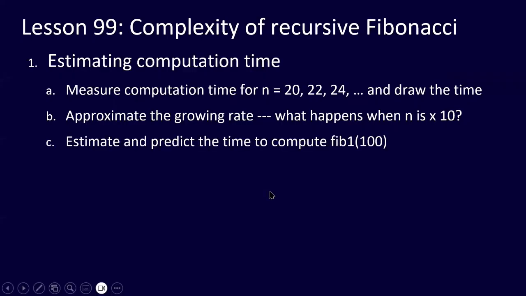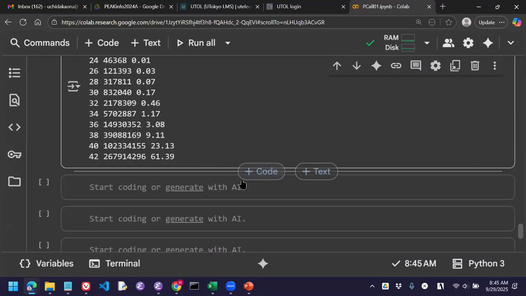So from these numbers, can we estimate and predict the time to compute the Fibonacci number of n equals 100, for example? Yeah, it's an interesting topic. So it's still working. Okay. Here again, from 32 to 42, it's again more than 100 times, okay? From 0.46 seconds to 61 seconds. So it's something like 1.2.